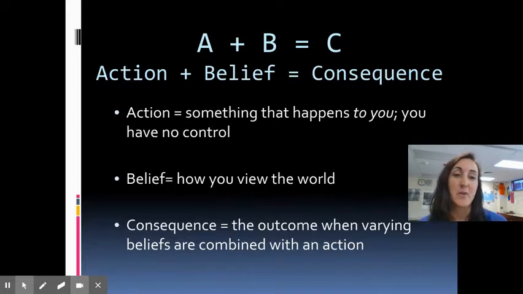So action plus belief equals consequence. Action is something that happens to you, something that you have no control over in this scenario. The belief is obviously the B, how you view the world. The more detailed and intricate you make that, the more accurate the consequence will be in terms of the true connections. And lastly, consequence, that's the outcome when these varying beliefs are combined with an action.